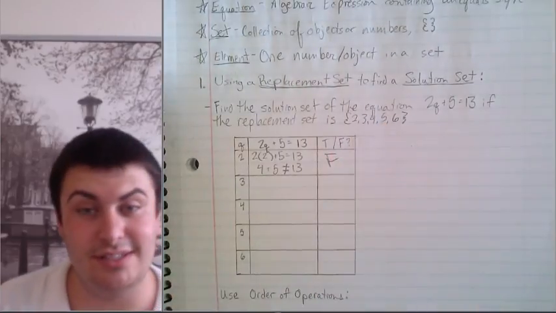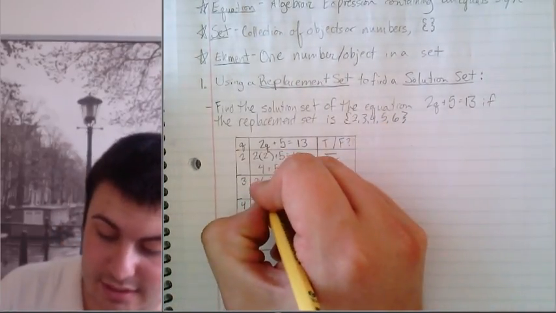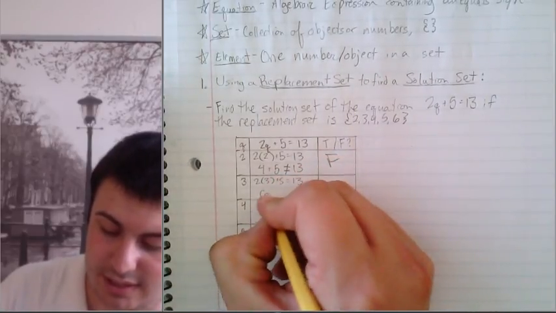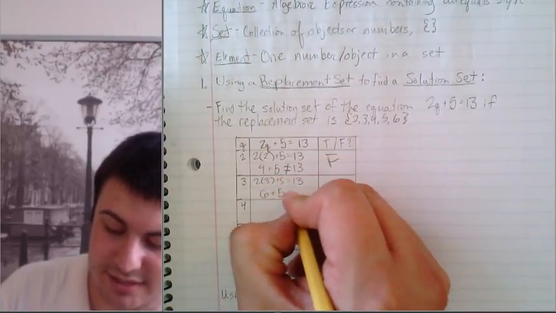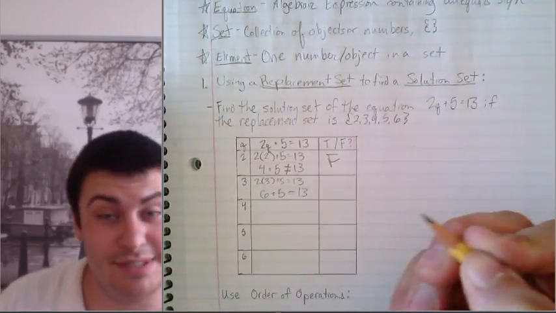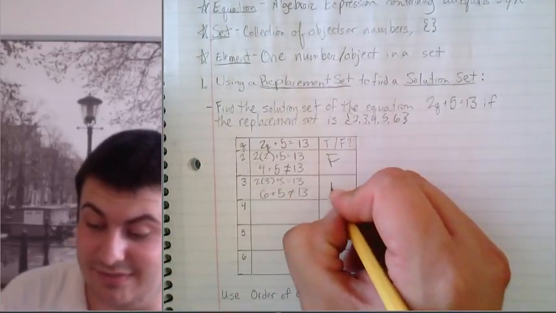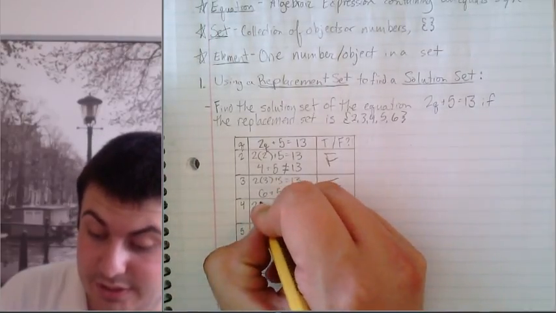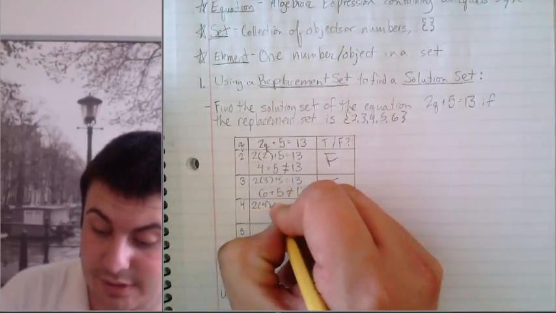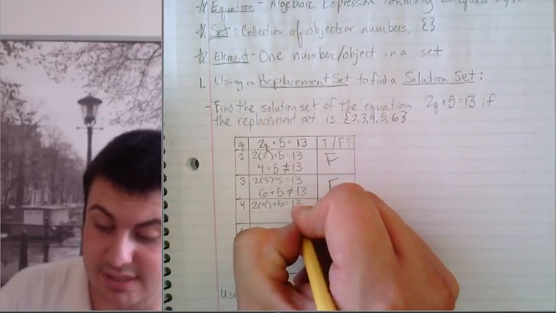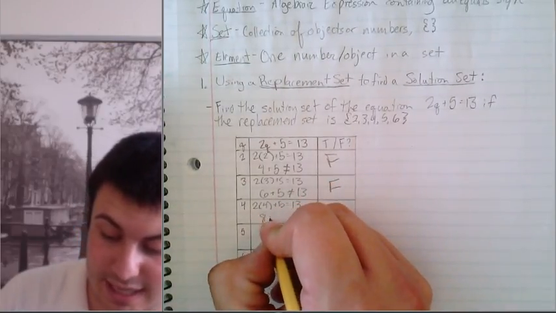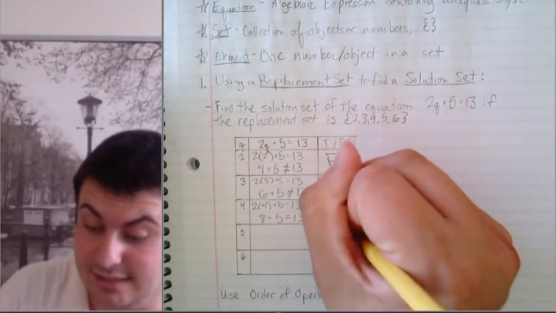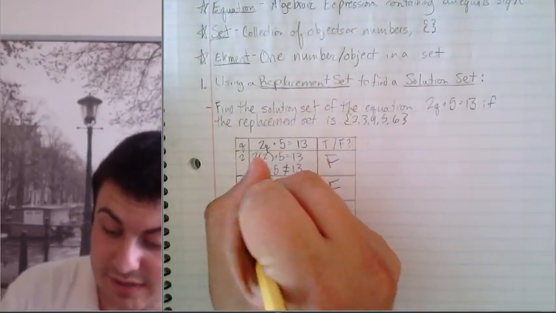So this is false. We take 3. 2 times 3 plus 5 equals 13. We look at 6 plus 5 equals 13. Does 6 plus 5 equal 13? No, 6 plus 5 is 11. That is also false. We look at 4. 2 times 4 plus 5 equals 13. 2 times 4, we get 8 plus 5. Does that equal 13? That does. That is true.